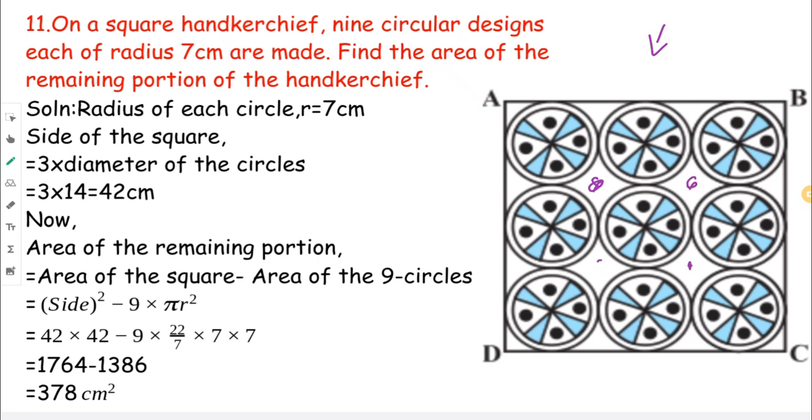You can see we're asked to find this, right? So how will we find it? We can find it by the area of the whole square minus the area of these 9 circles. When I subtract those two, I'll get the remaining region, right?